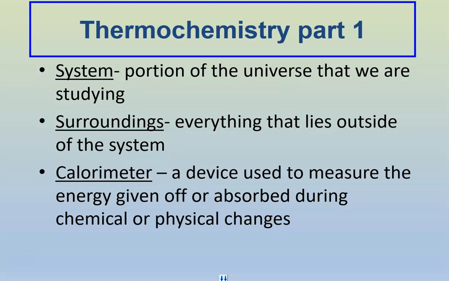And then in lab we're going to make a calorimeter. A calorimeter is a device that helps us measure how much heat or energy is given off or absorbed during a chemical reaction or even a physical change, when we change states of matter. So the first is just vocabulary.